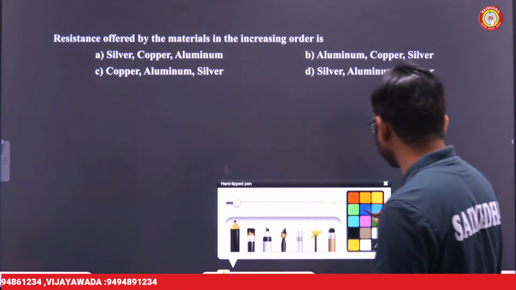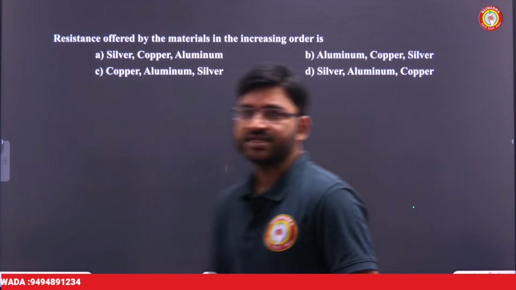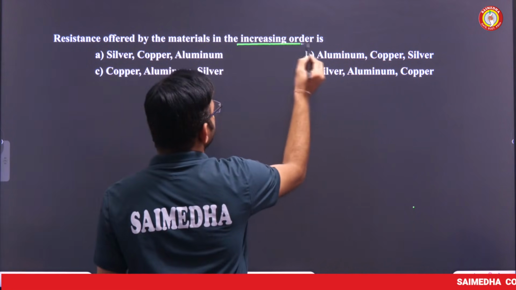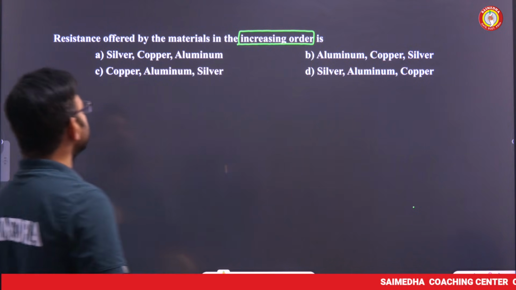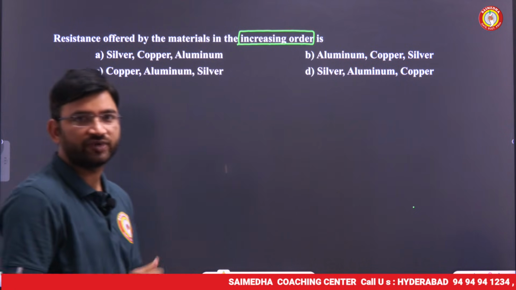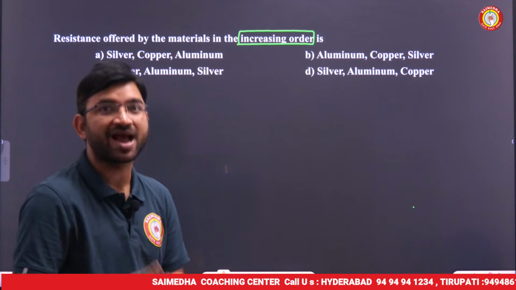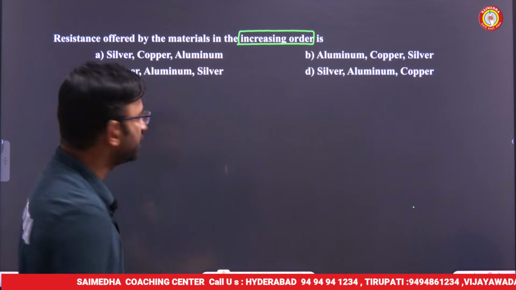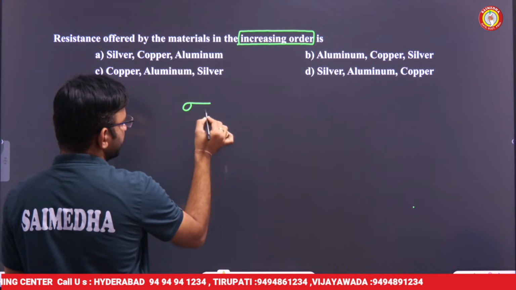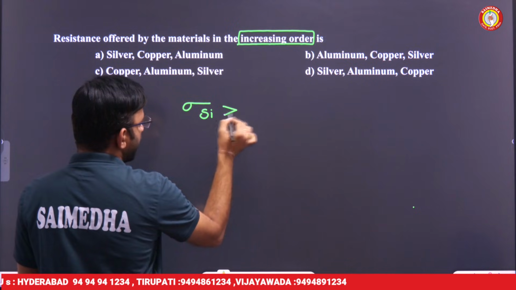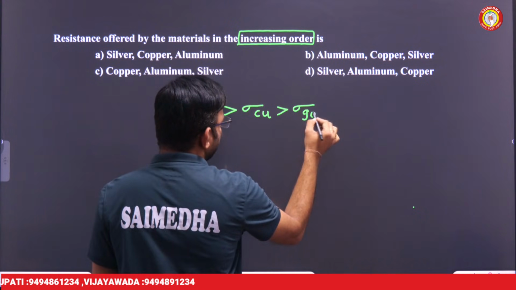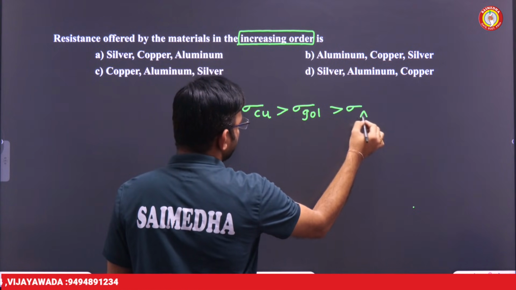So try to go through the second question, sir. Resistance offered by the material in increasing order. They are asking for resistance offered by the materials in increasing order, ascending order. First we need to understand highest conductivity. Conductivity is highest for silver, sir. After that copper, after that gold. The least one is aluminum, you already know.